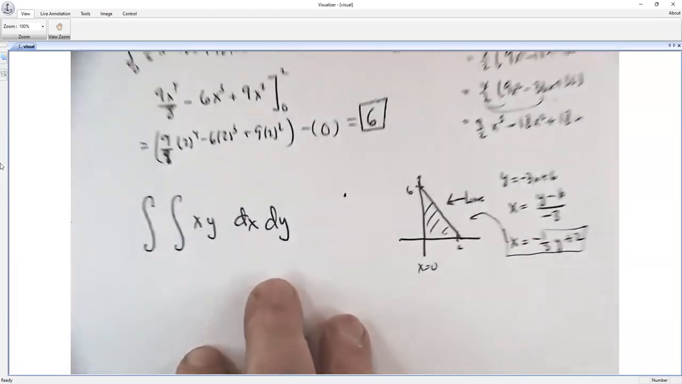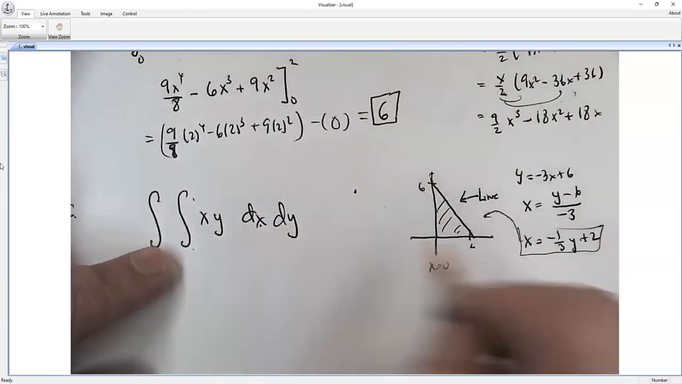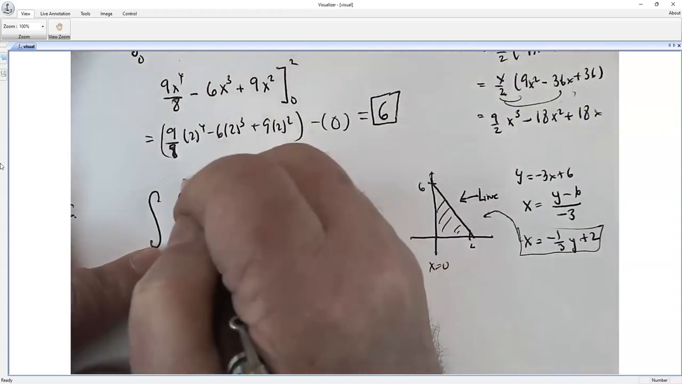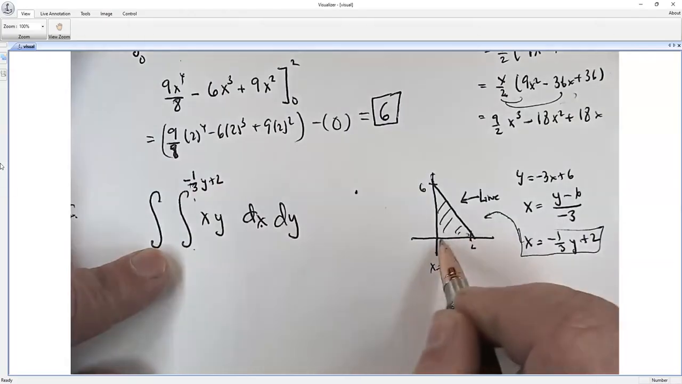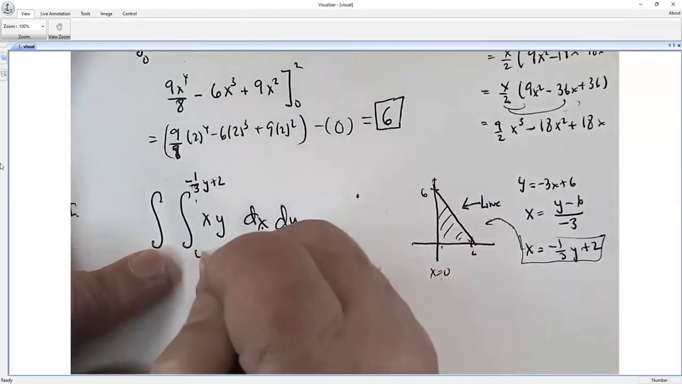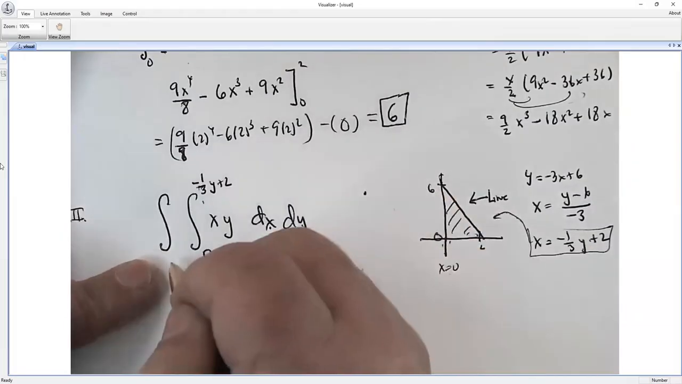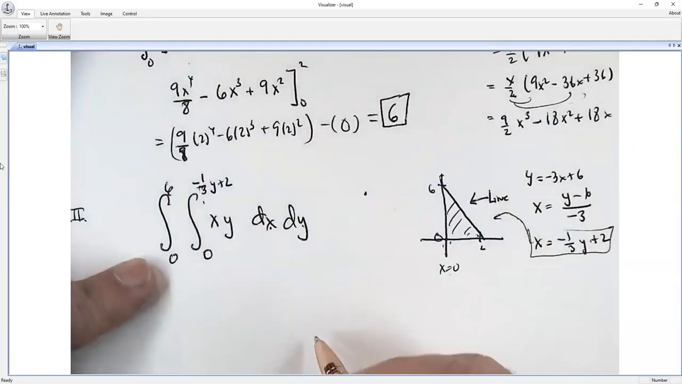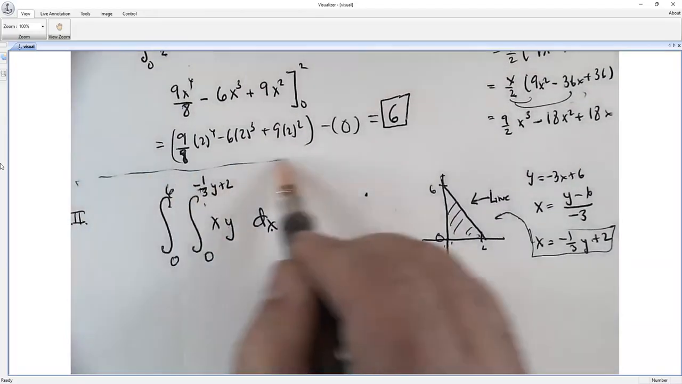Let me blow this up. You guys can see this in the back. If I do dx first, these are x bounds, and it's right, left. Right would be negative 1/3 y plus 2. X equals 0 is on the left. And then your dy bounds, y's are running between 0 and 6. 0 to 6.